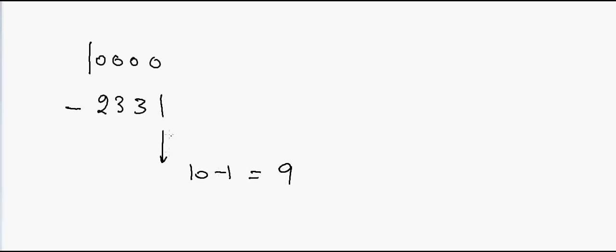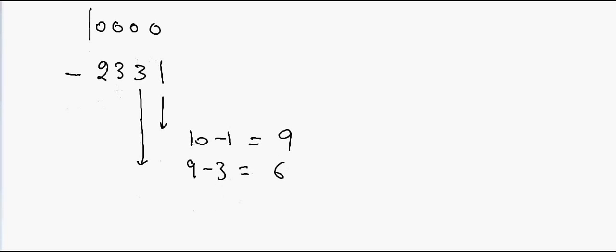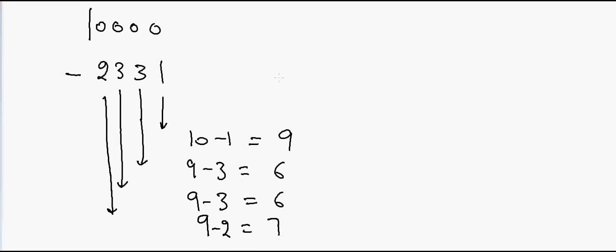The same thing can be done for larger numbers. Suppose I have 10000 and want to subtract 2331 from it. In that case, first I take the 1, so 10 minus 1 is equal to 9, and I take the 3, so 9 minus 3 is equal to 6. Then I'll take the next 3, so 9 minus 3 is equal to 6, and then I'll take the 2, so 9 minus 2 is equal to 7. So the answer will be equal to 7669. We can do the same thing for much larger numbers, but here is the approach.